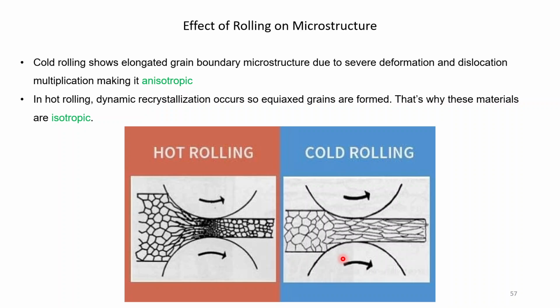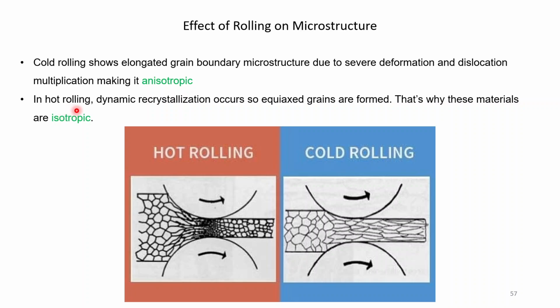Next is effect of rolling on microstructure. Cold rolling shows elongated grain boundary microstructure due to very high deformation and dislocation multiplication, which also makes it anisotropic. So in cold rolling you can see your grains are elongated. In one direction you have different grain size, in other direction you have different grain size. So strength, elastic modulus, optical properties, all these will be different in different directions. So that's why it will be anisotropic.